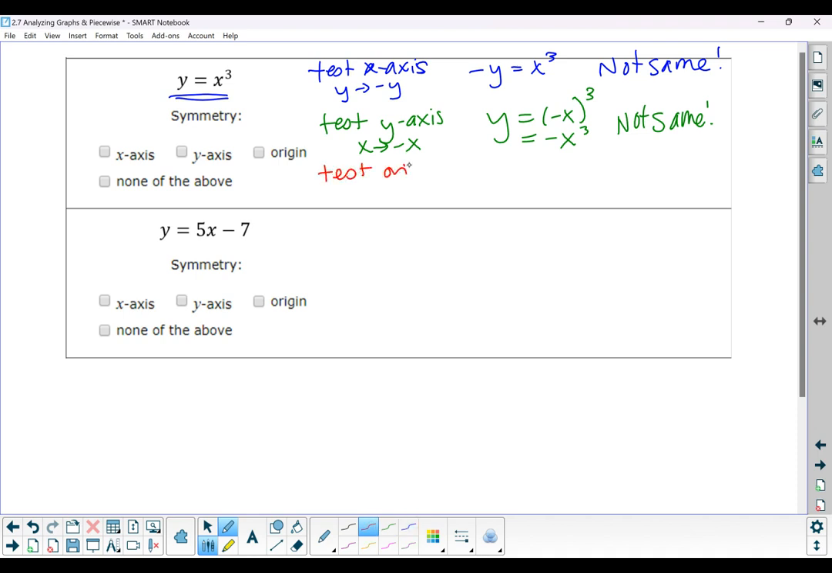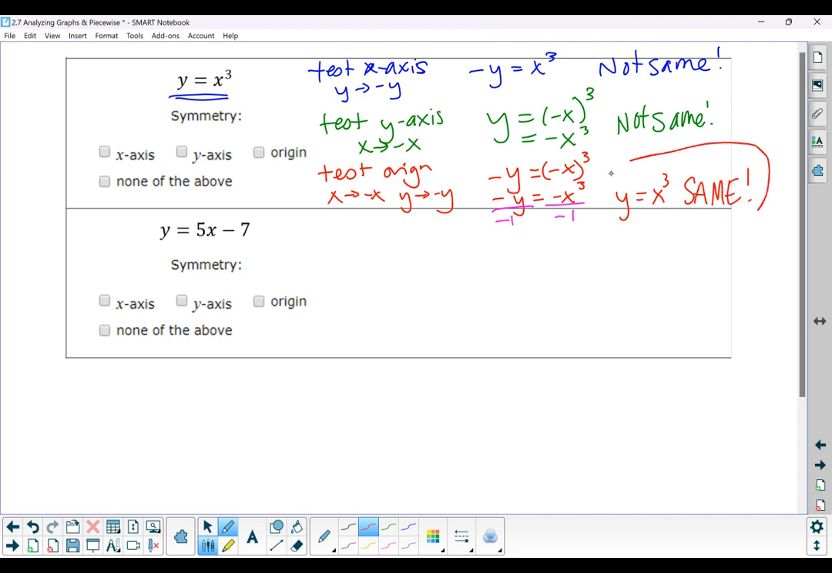Let's test origin symmetry. So we need to change both the x and the y. So negative y equals negative x to the third power. Well, this is the same as this. And if I divide by negative 1, I have this. And again, what I did was I sort of thought about dividing both sides of that equation by negative 1. So this equation that I now have is the same as my original equation. So this does have origin symmetry.